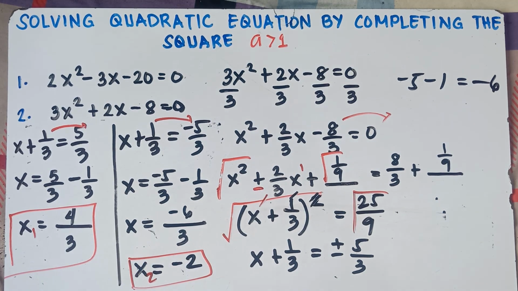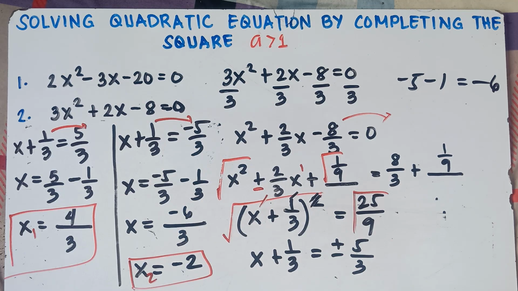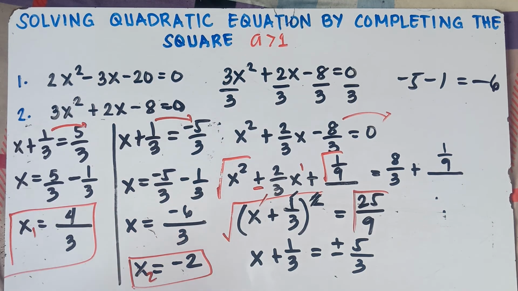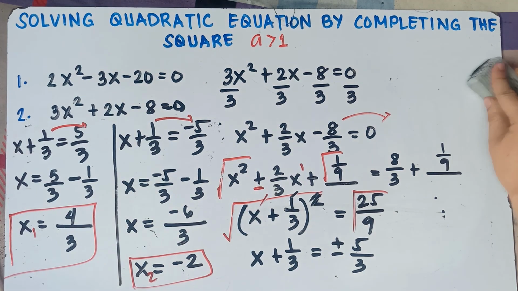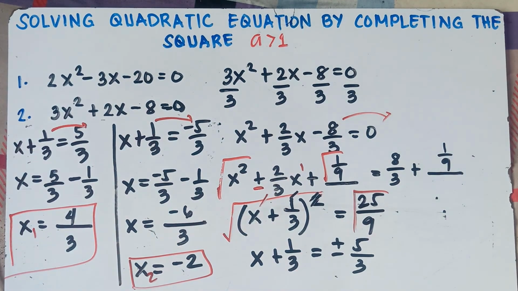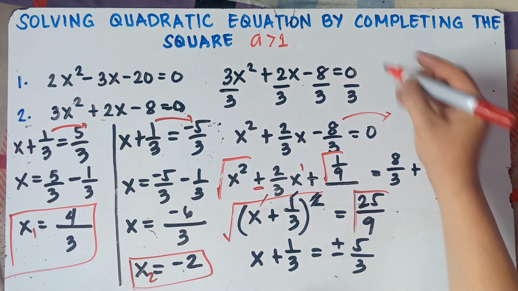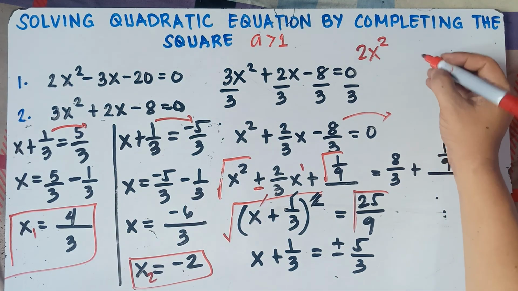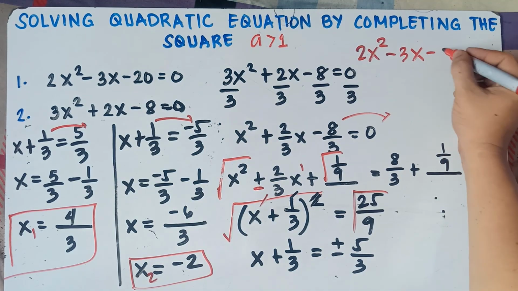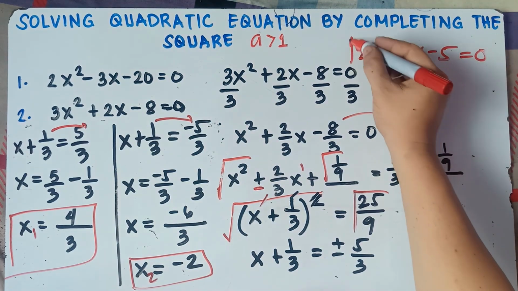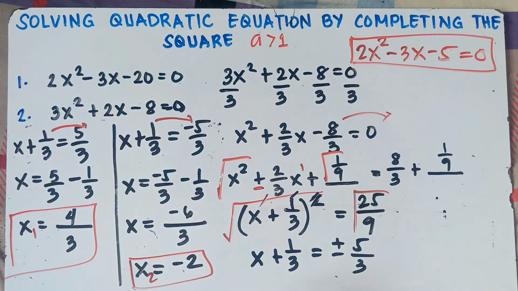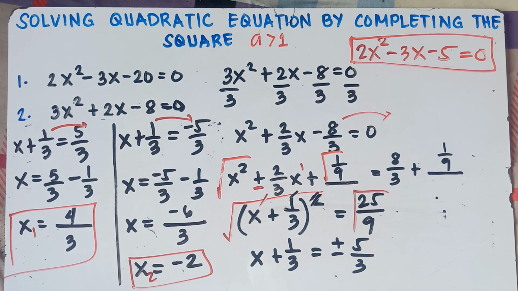All set, class, for example number 2. So quite complicated, right? I hope you learned from this one, class. You try this one, class, and you put your answer in the comment section down below. You try this one: 2x squared minus 3x minus 5 equals 0. So you find the roots, class. Let me check, class, if you really understand our topic.